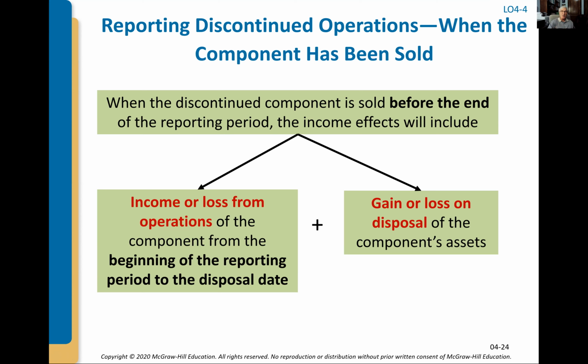So if you had a big loss on that, it makes sense, right? You wouldn't want to put that loss up in continuing operations, because that loss is not going to continue in the next year. It's a one-time deal. So it would be in your discontinued operation segment.